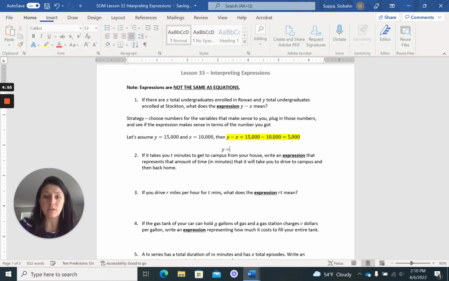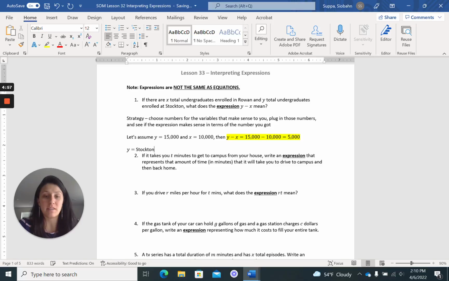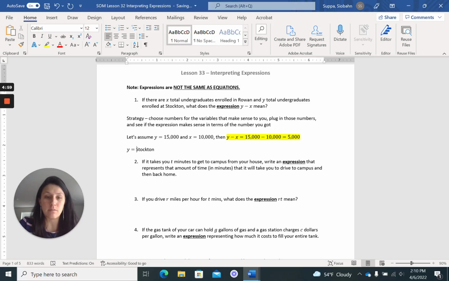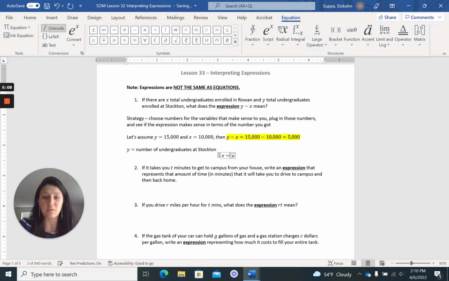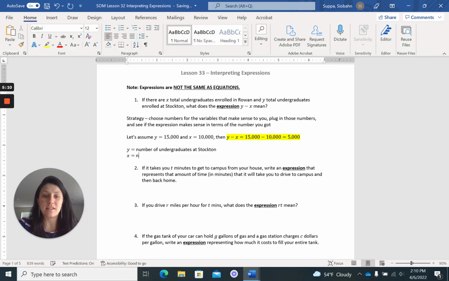So let's write that out because it's a good habit. Let's put Y is the number of undergraduates at Stockton. This is always a good habit to get into: defining your variables. And X is the number of undergraduates at Rowan. There we go. Okay.